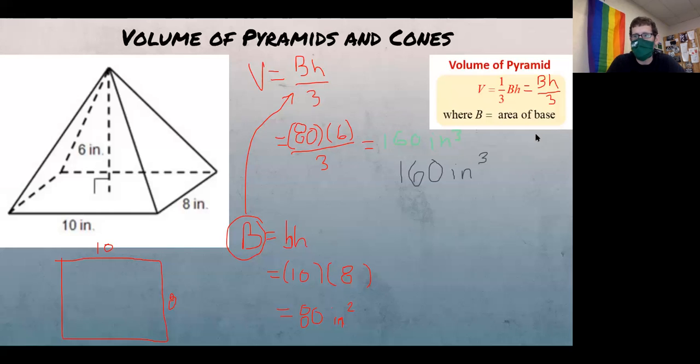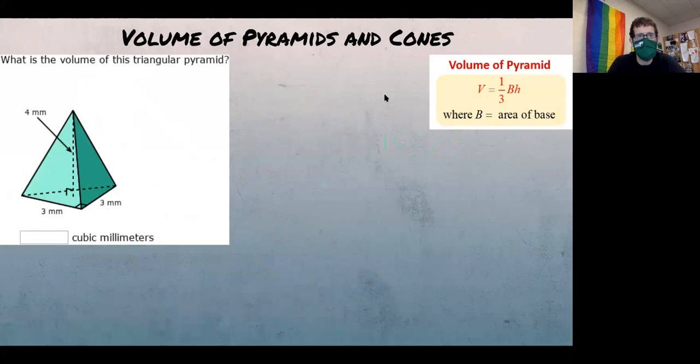All right. Are there any problems on this? Or any questions on this, rather? All right, everyone's feeling good. Okay. Now we've got this. What is the volume of this triangular pyramid? It goes ahead and gives you the name of it. So you should know what the base is, what shape it is. But what's my volume formula?